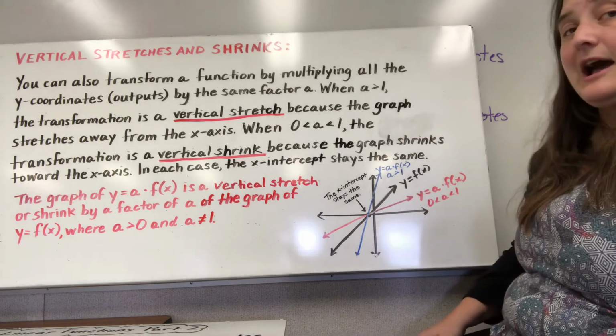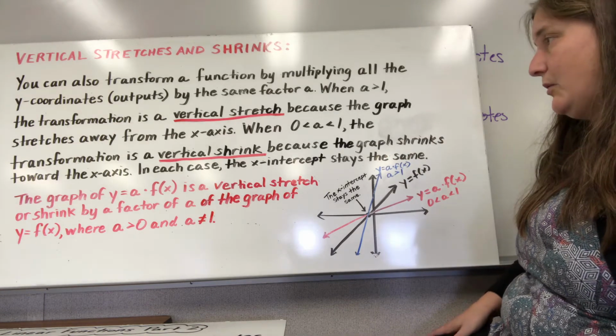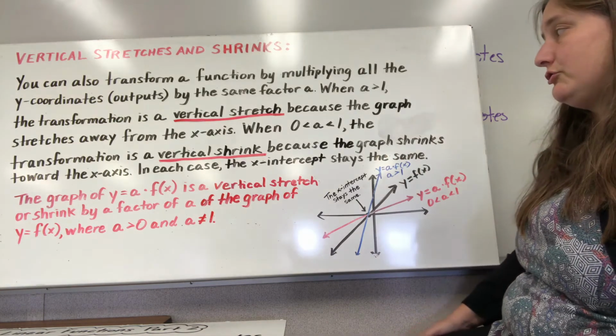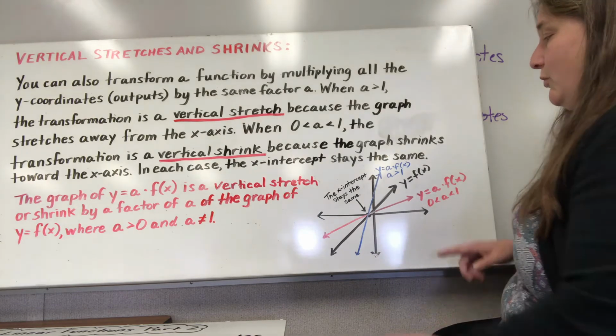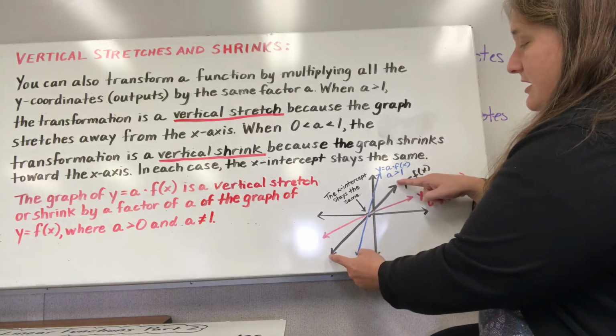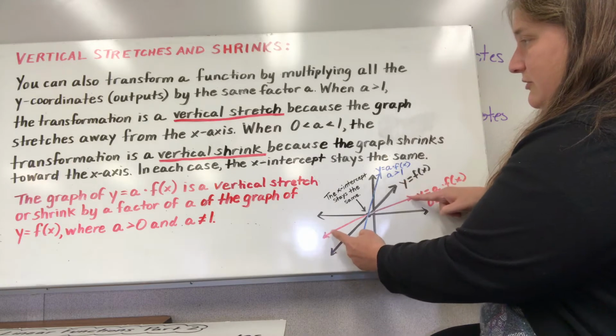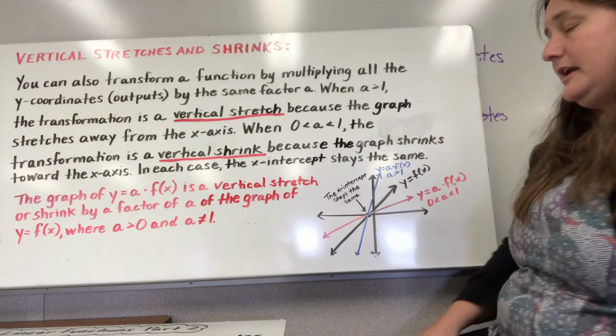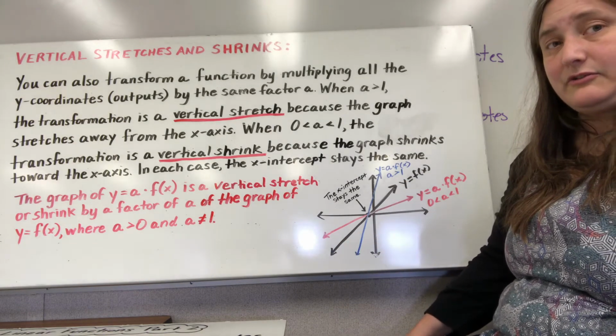But if that constant is between 0 and 1, it's actually going to be a vertical shrink because the graph is going to shrink towards the x-axis. So here's our parent, and it's going to shrink towards the x-axis. In each case here, the x-intercept stays the same.